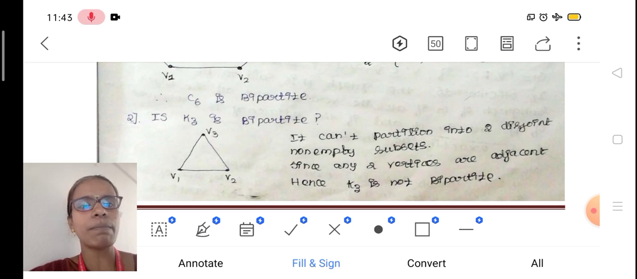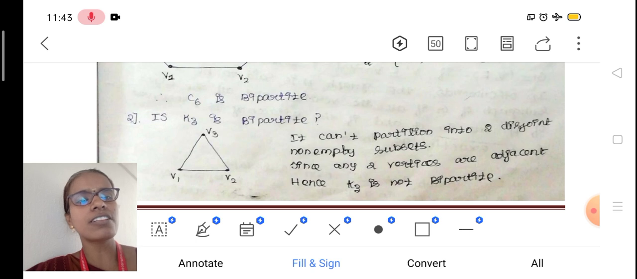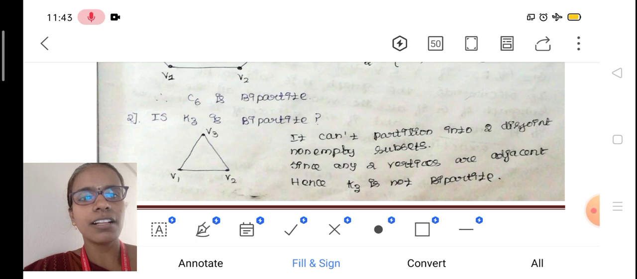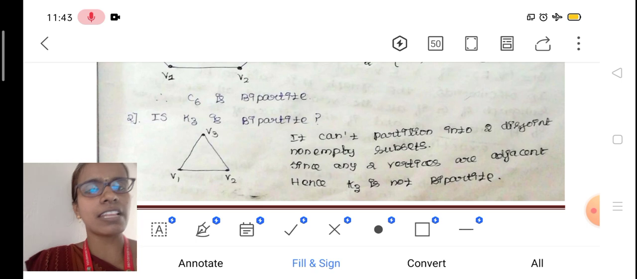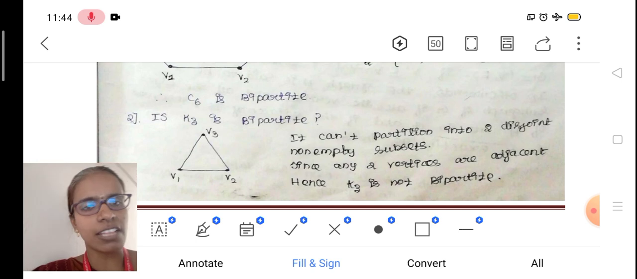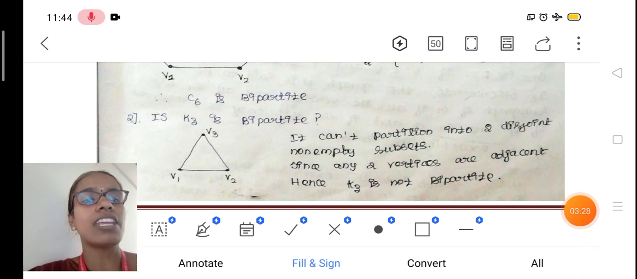K3 is not bipartite, how? Yes, because all the vertices are adjacent. If all the vertices are adjacent, it is not possible to find two partitions. Okay. Suppose we are taking the edge V1 V3. You can consider V1 in one set and V3 in the other set, and go for V1 V2: V1 in one set and V2 in the other set. Okay. V2 V3 edge: both the vertices are in the same set. That means it is not possible to find the partition. So from this we can say it is not a bipartite graph.